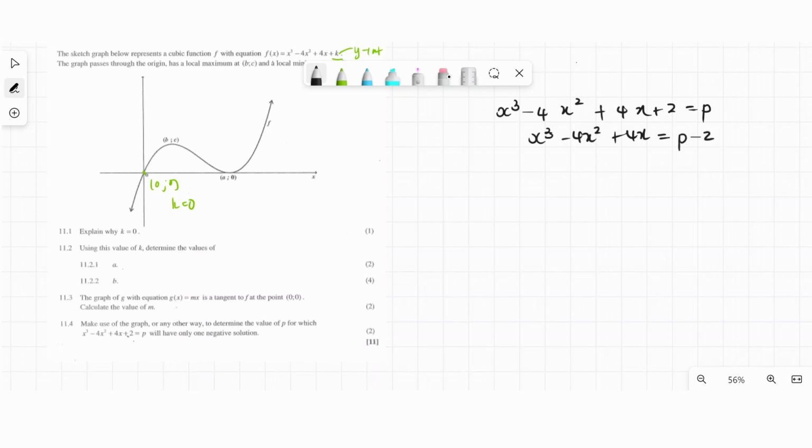To have only one negative solution, this side needs to be less than 0. To be negative is to be less than 0. If this side is less than 0, since these two are equals to each other, meaning p minus 2 is less than 0. Take the 2 to the other side. It's when p is less than 2. And that would be your solution.